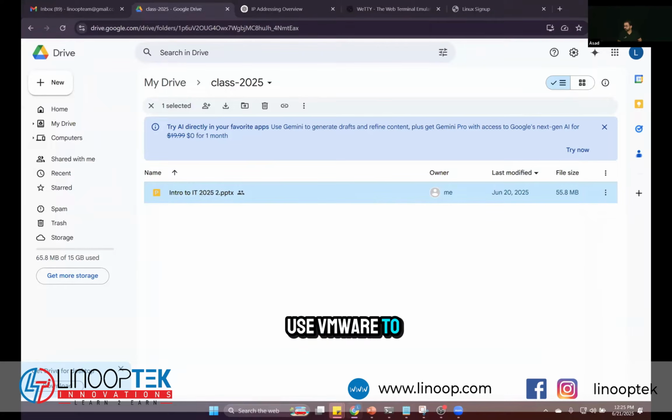Can I use VMware to install Red Hat Linux? Yes, you can do that. But down the road, I'm going to show you guys how to install Linux. But there's no need for you to install Linux right now. By the way, this is the link I shared with you guys.